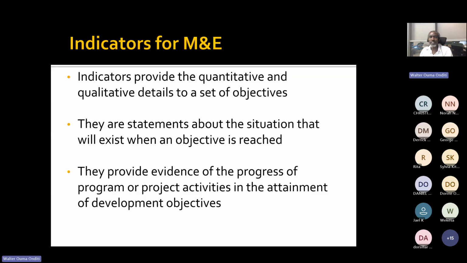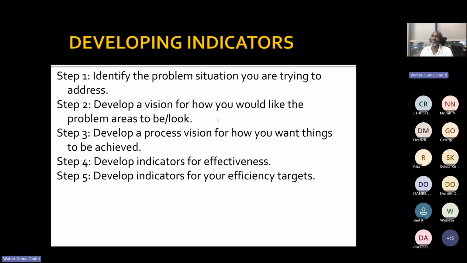Now, we have talked about this, but I'm just repeating, reminding ourselves because it is leading us somewhere. So they provide the quantitative and qualitative details about sets of objectives. They are statements about the situation that will exist when an objective is reached. They provide evidence of progress of a program or activities in the attainment of the developmental objectives.